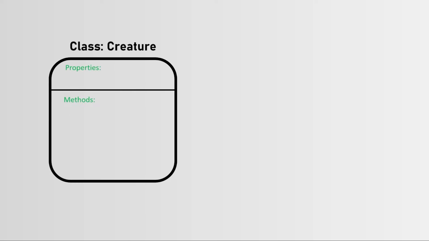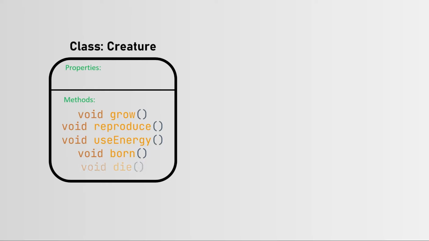Let's do an example. Suppose we want to model the types of living things in a video game. For that, we create a class named creature. Now, what properties and methods are the same among all creatures? Well, they all grow, they reproduce, they use energy, they get born, and they all die someday. So those are the methods for the class. All living things that I can think of also have a physical form, so I put that as a property.